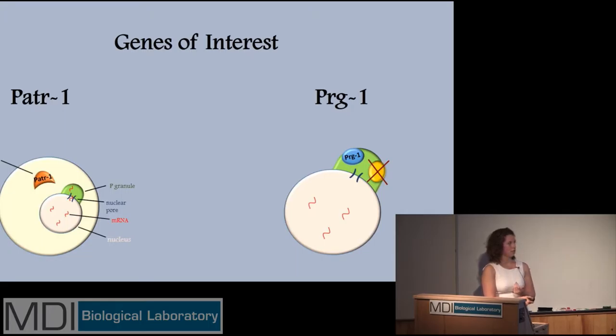The second gene we're interested in is called PGL-1. And PGL-1 is a component of the P granule itself. PGL-1 is known to have an antagonistic relationship with another gene that we have a strain for, so we want this gene to study that relationship.